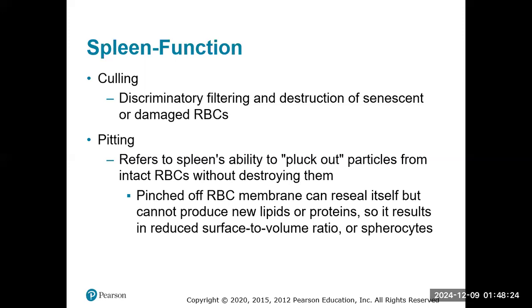It can produce spherocytes if the pinch is big enough. Instead of the nice biconcave shaped disc of the red cells, it could look like a ball. But those red cells can still carry oxygen, not as well as a normal red cell, but they can still function. So the spleen helps keep you from becoming anemic by just destroying those cells that need something plucked out.